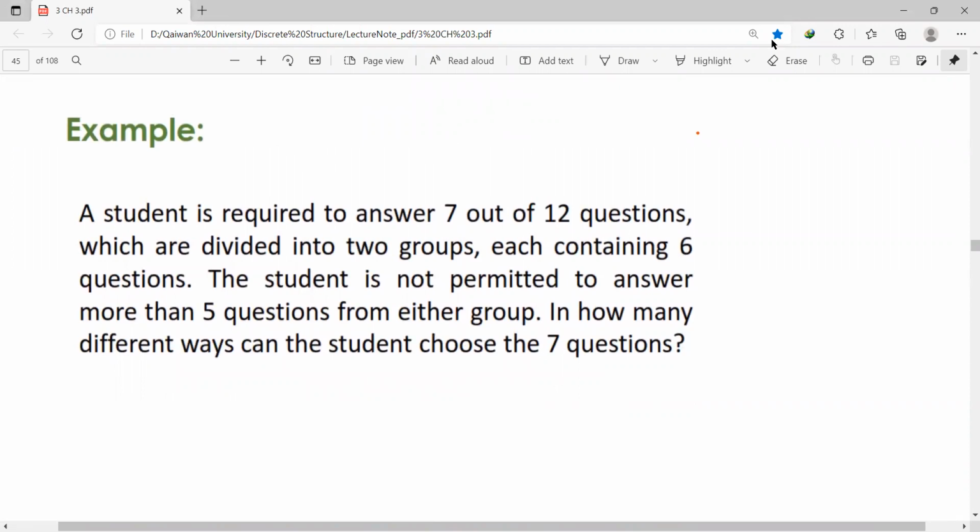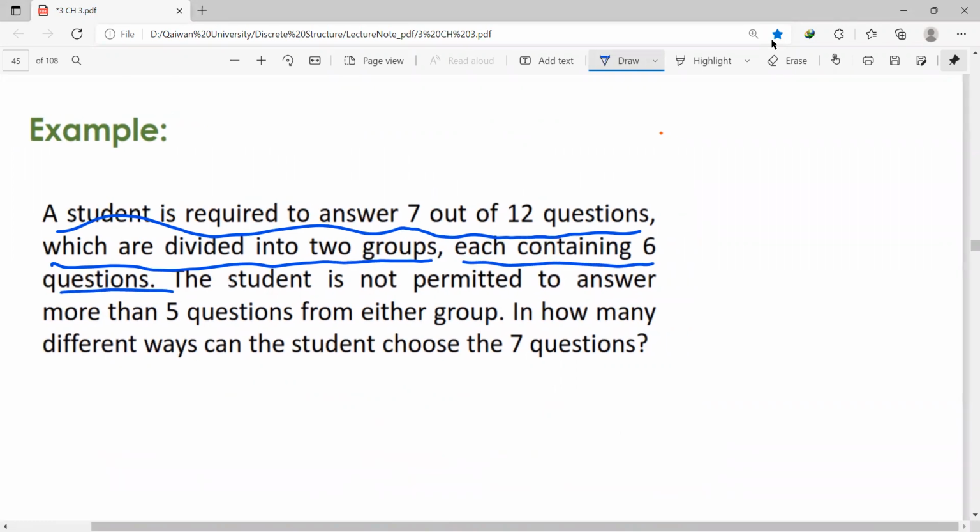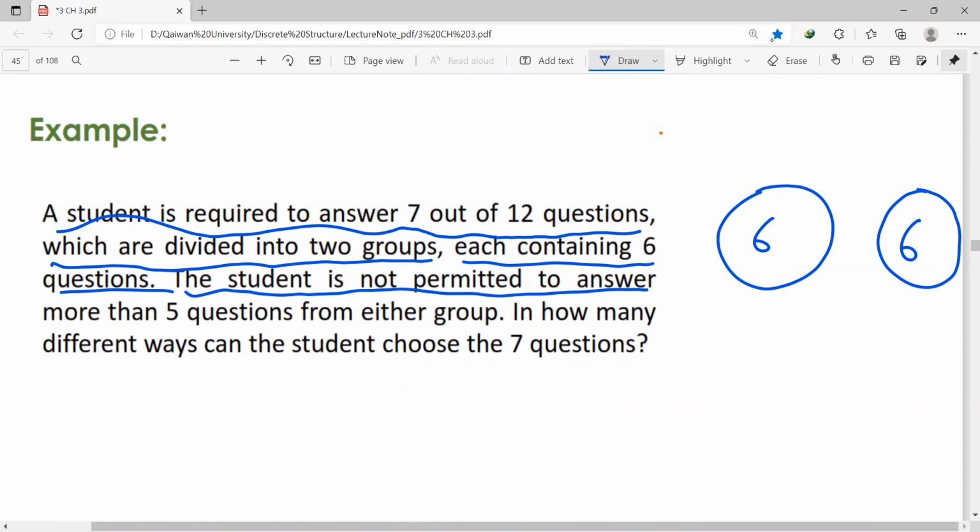In the example, it says a student is required to answer 7 out of 12 questions, which are divided into 2 groups, each containing 6 questions. That means here we have 2 groups of questions. Each one contains 6 questions, this 6 and that 6. The student is required to choose 7 questions from these 2 groups. It says the student is not permitted to answer more than 5 questions from either group.